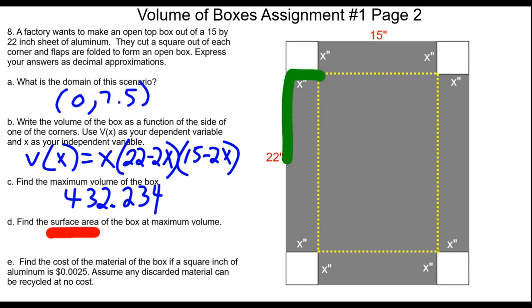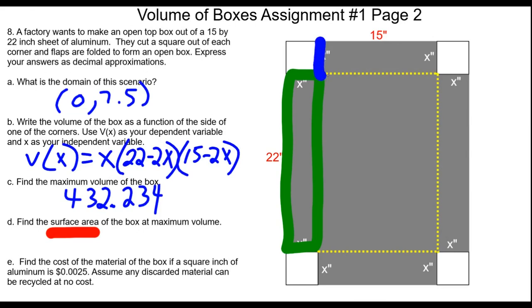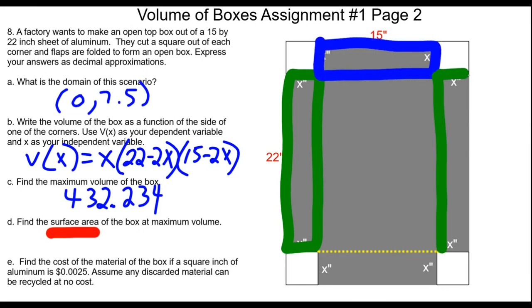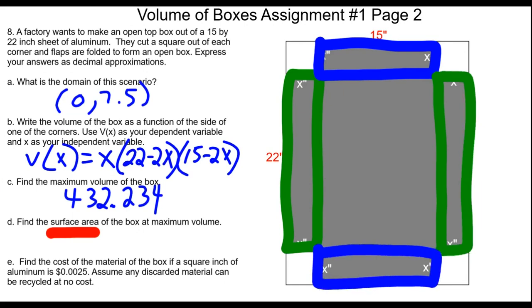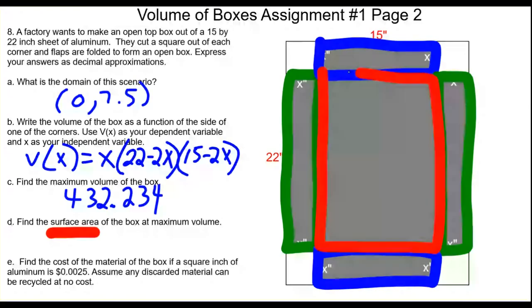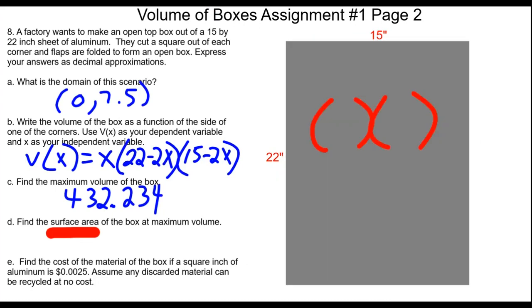We could do the surface area by finding the area of this rectangle and adding the area of this rectangle. This one would be the same area as the one over here. The area of the bottom would be the same as the area of the one on the top. And then we could find the area of the bottom of the box. That's kind of the hard way. The easy way is to understand the area of the original sheet of aluminum is just 22 by 15.